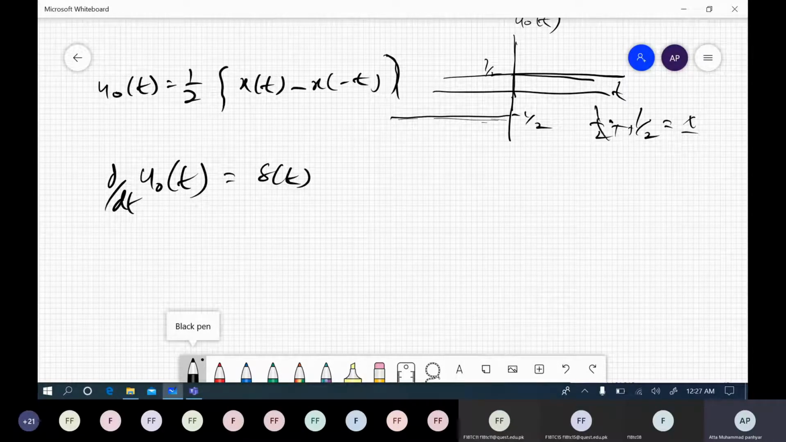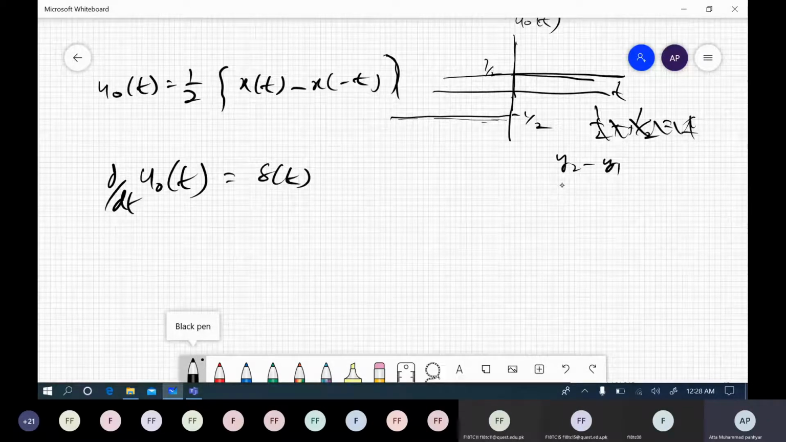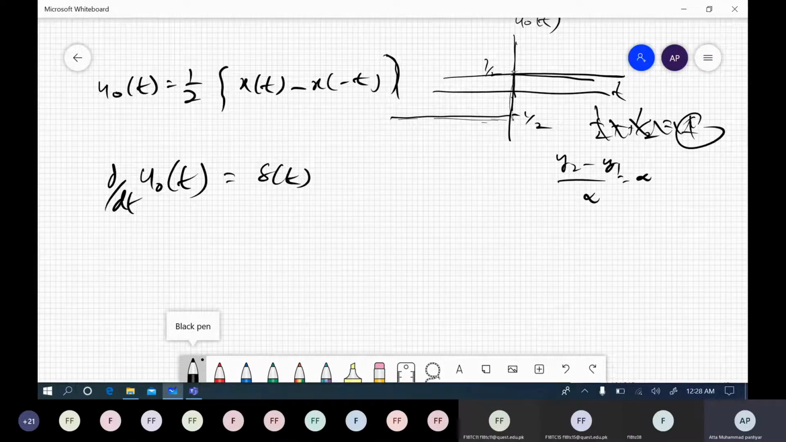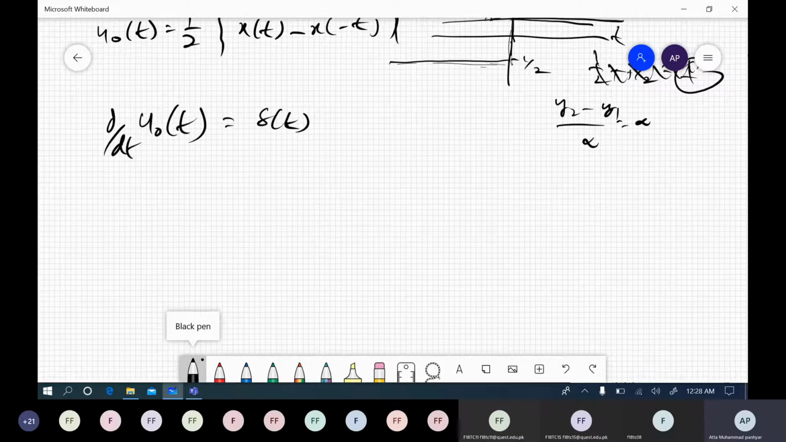In another explanation, the amplitude of this signal must be infinity, because at 0, if you compute y2 minus y1 upon x2 minus x1, this must be infinity. You can see the area of this signal is 1, from minus half to half, and its amplitude is infinite, so we have represented it with delta t, right. It is the derivative, not the original function.